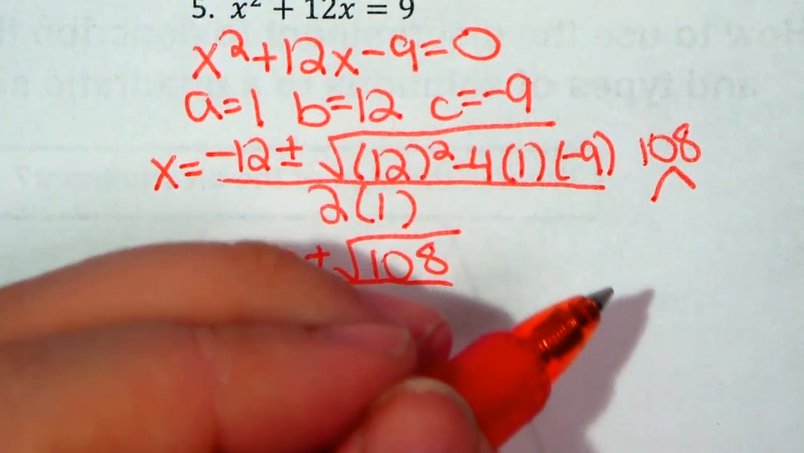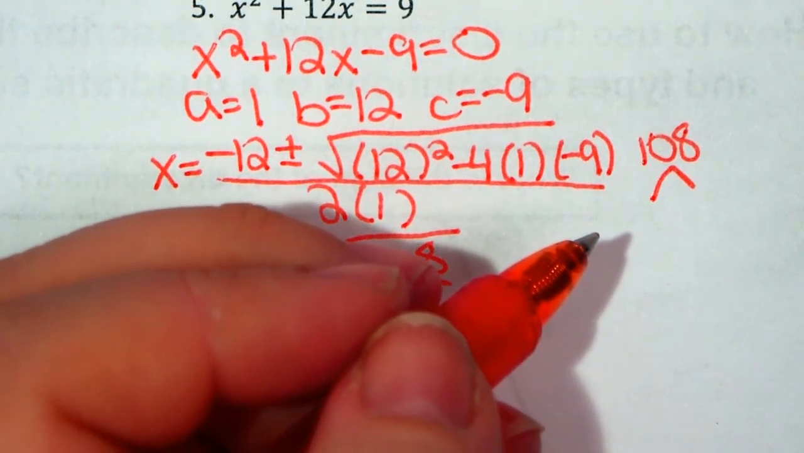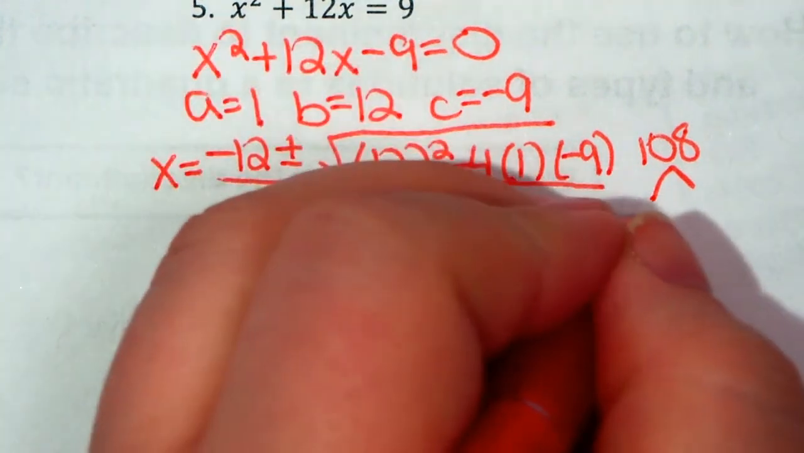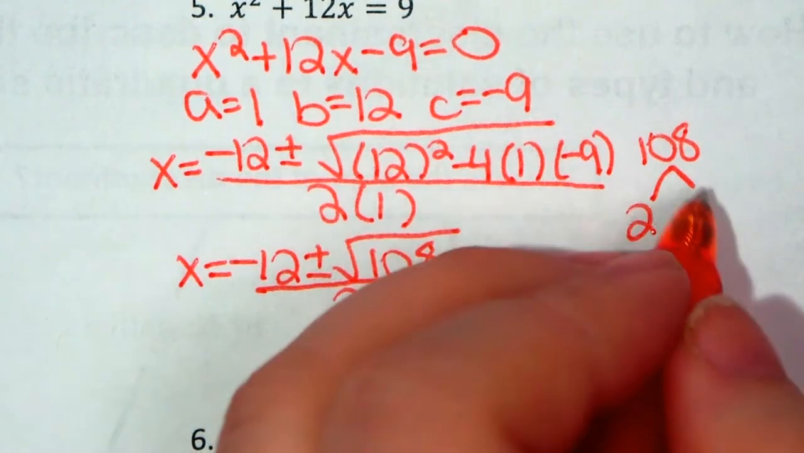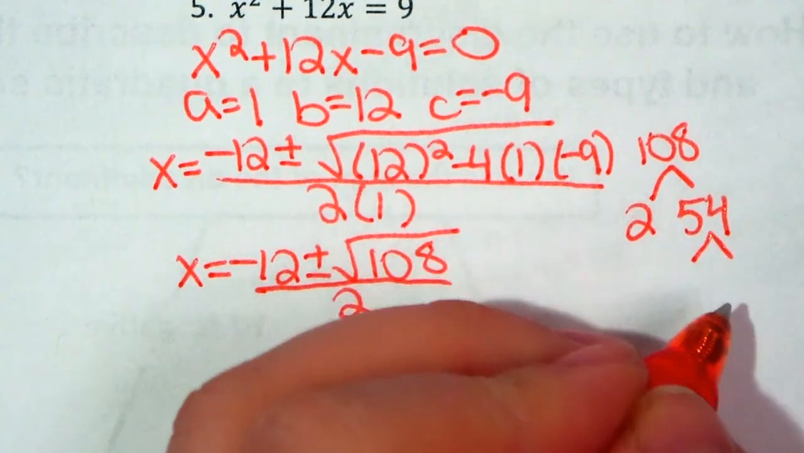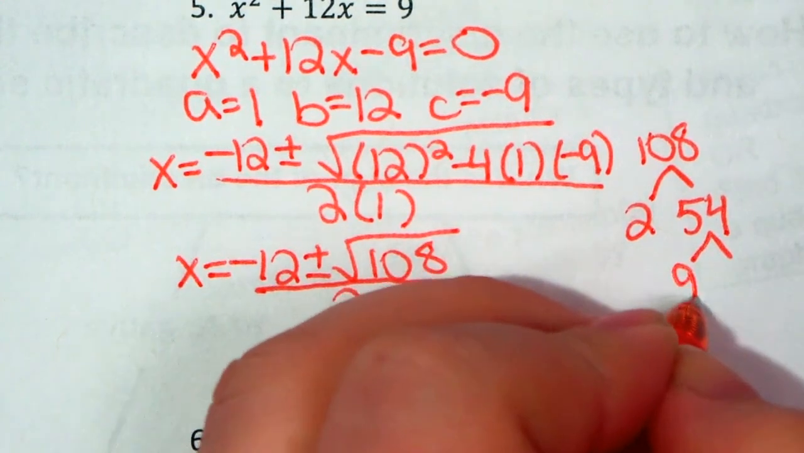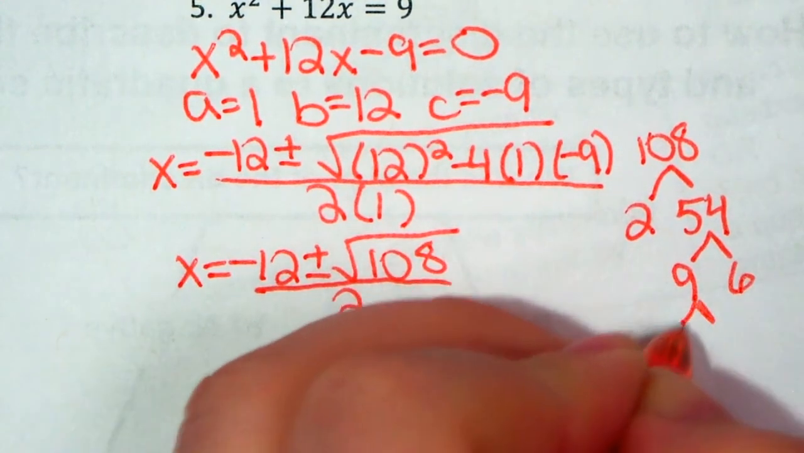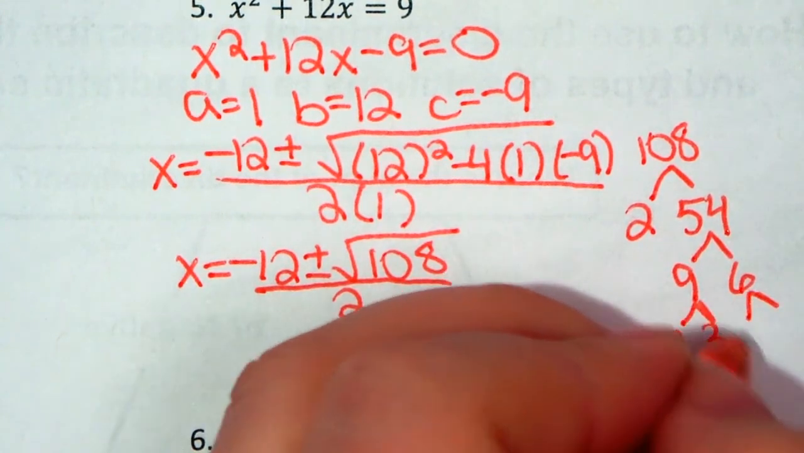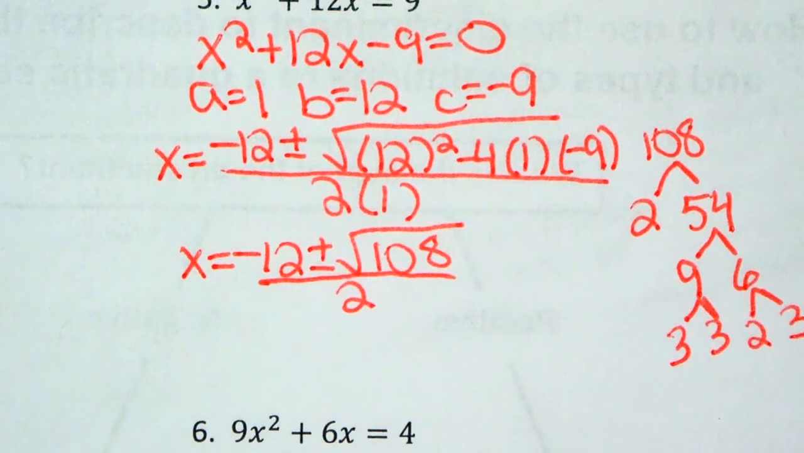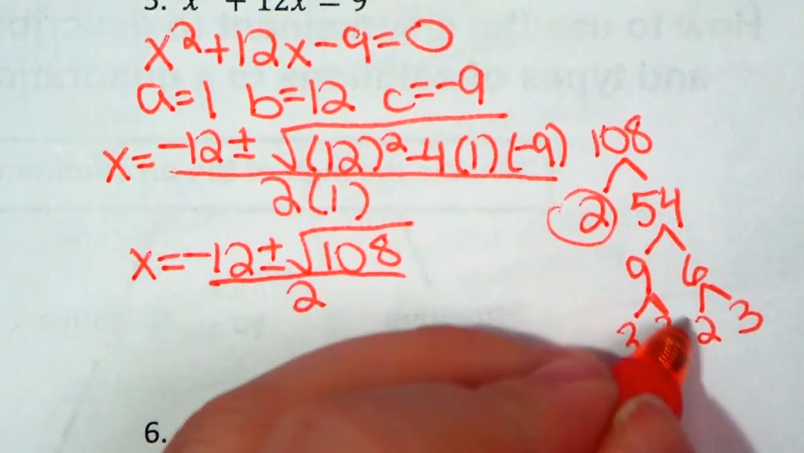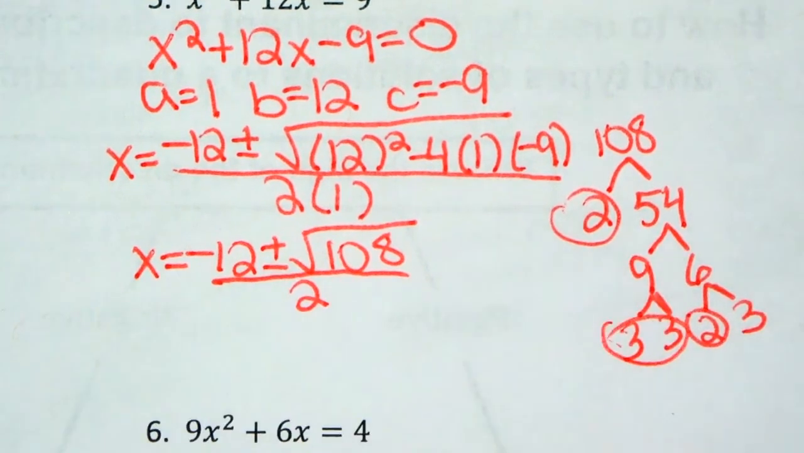And if you don't know big numbers that go into the number that you're trying to do a factor tree for, using whatever smaller number you know is perfectly acceptable. So 2 and 54, that works too. And then you can break down 54 by 9 and 6. 9 is 3 and 3. And 6 is 2 and 3. And we're looking for pairs. So I have a pair of 2's and I have a pair of 3's.